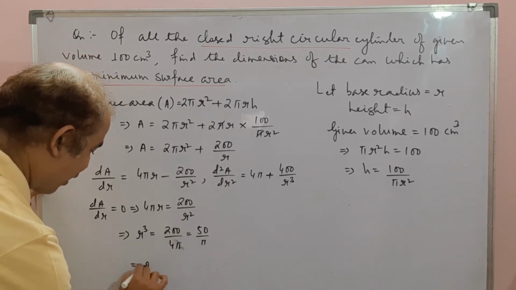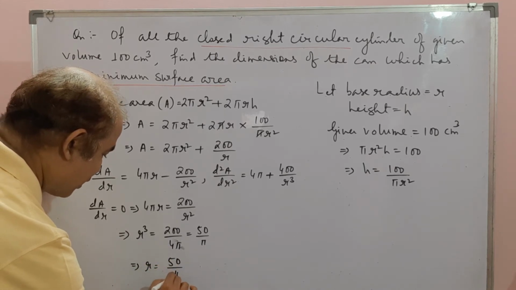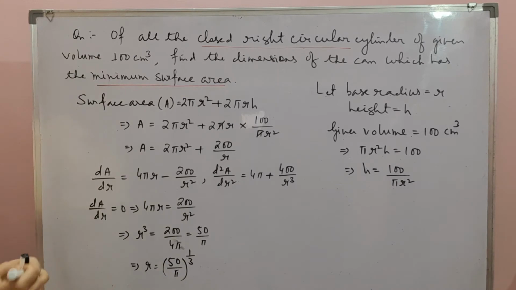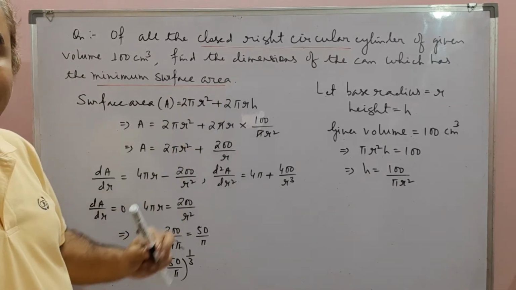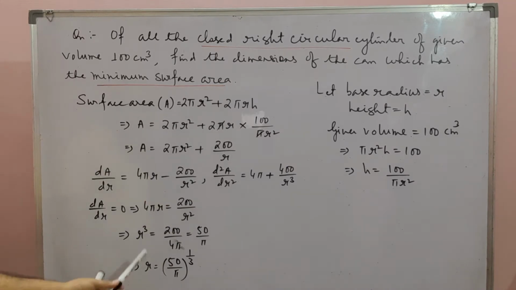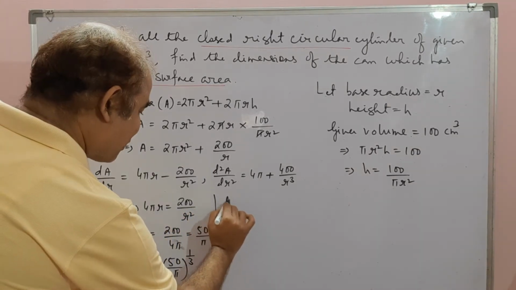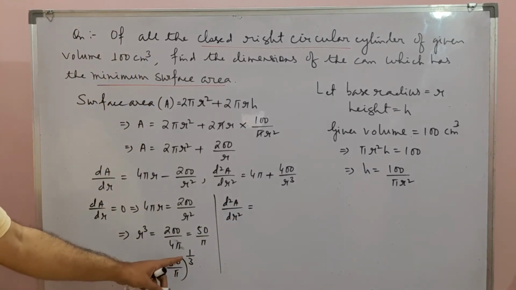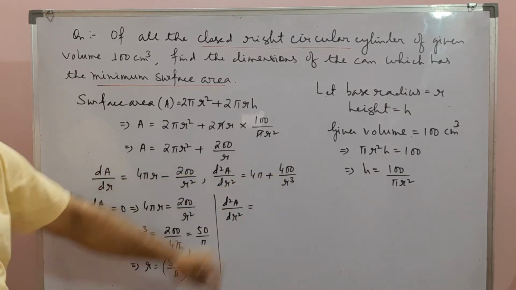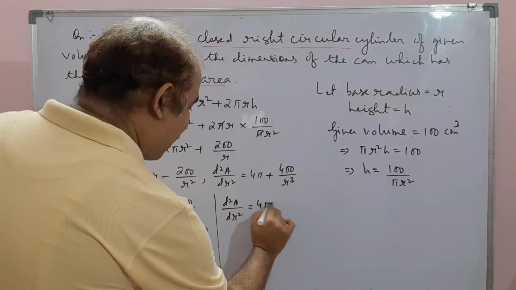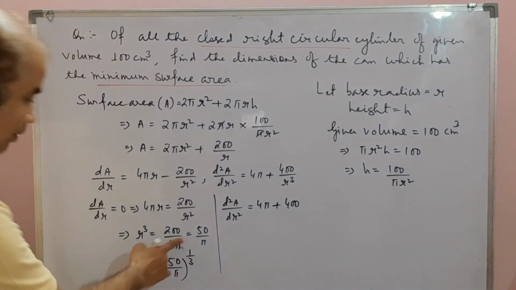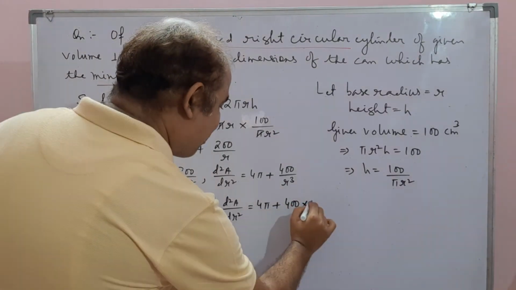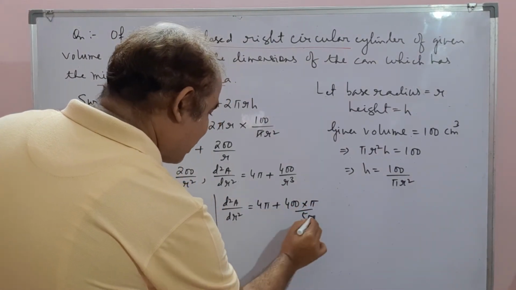Then what is r? r is the cube root of 50 by pi, that means 50 by pi to the power 1 by 3. Your question is you need to find the dimensions, that means radius and height. Now for this value of r or r cube, what is the second order derivative? So if I find the second order derivative, d square A by dr square, when r is 50 by pi to the power 1 by 3 or r cube is 50 by pi, here r cube is there. So if I put the value, it comes 4 pi plus 400 divided by 50 by pi, or multiplied by pi by 50, that is ultimately 8.